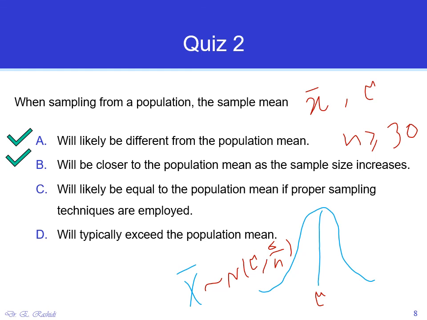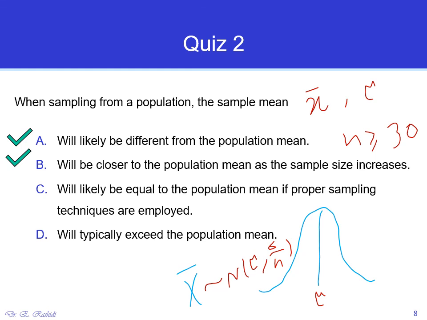Let's go to C. The sample mean will likely be equal to the population mean if proper sampling techniques are employed. This means that X bar would be equal to mu if we use a proper sampling method. This is actually not correct because the sampling technique is irrelevant here. It doesn't really matter. No matter what technique you use, usually X bar would be different from mu. So C is false.